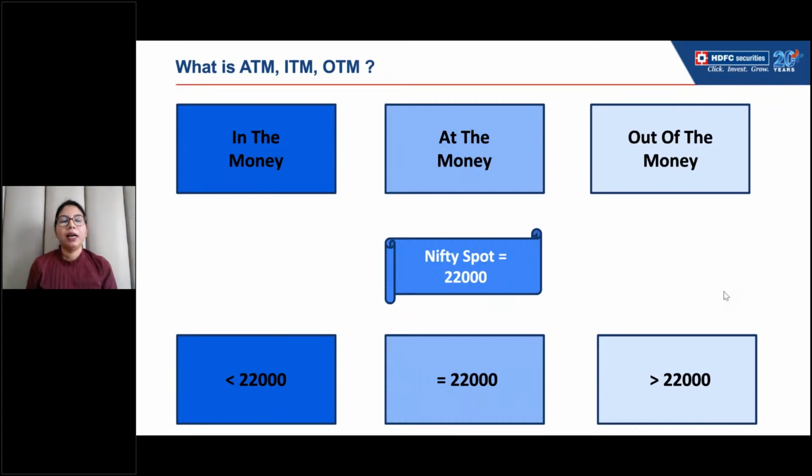Right now, we saw that whenever you are bullish on something, you buy a call, or whenever you are bearish on something, you buy a put. But which put, which call, which strike price should you choose?